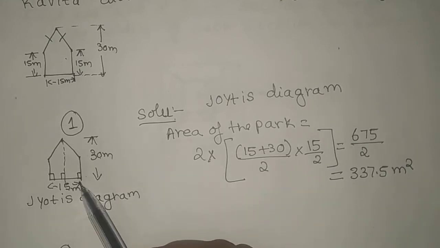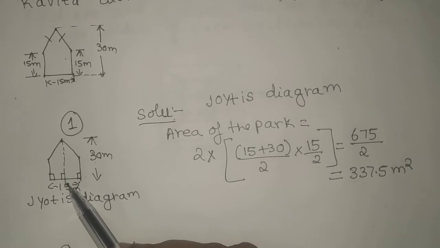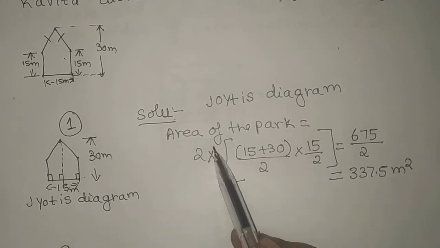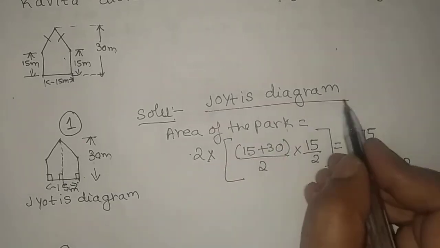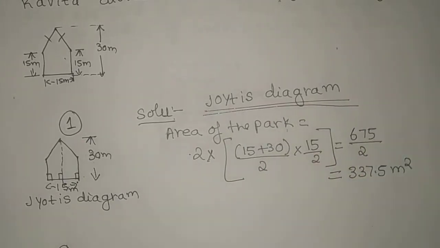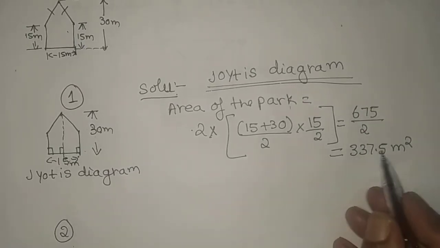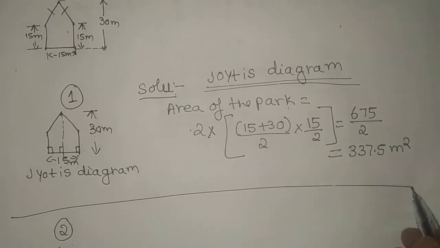So this one is 15 plus 30 divided by 2 into 15 by 2, the whole divided by 2. This is the area of the park for the first diagram. So we are getting 337.5 m square. It's the area of the park for the first diagram.